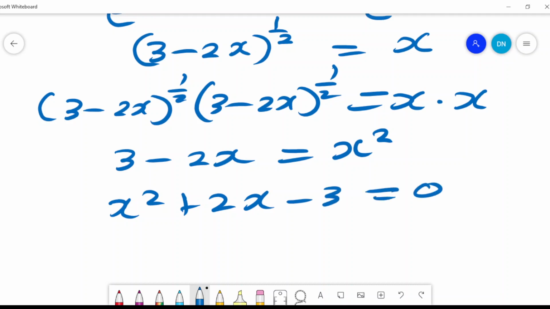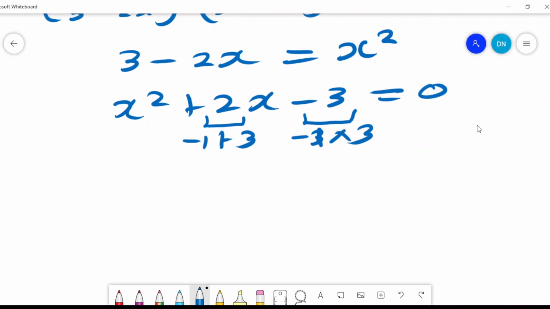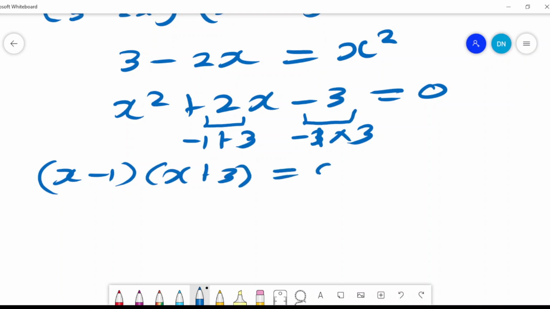Based on the knowledge of solving quadratic equations, which two numbers, when you multiply them, you get negative 3, and when you add them, you get 2? It will be negative 1 and 3. Negative 1 plus 3 is 2, and negative 1 times 3 is negative 3. So what we have is x minus 1, x plus 3 is equal to 0. So the solutions are x is equal to 1 or x is equal to negative 3. We'll be able to solve that equation that we have.